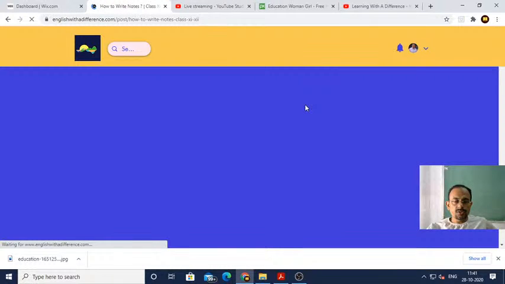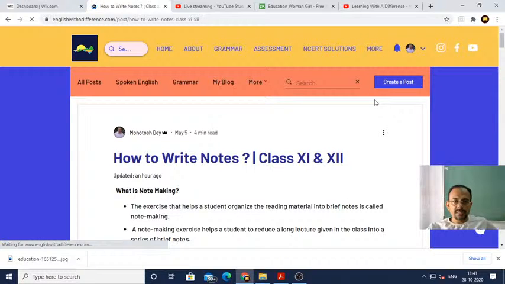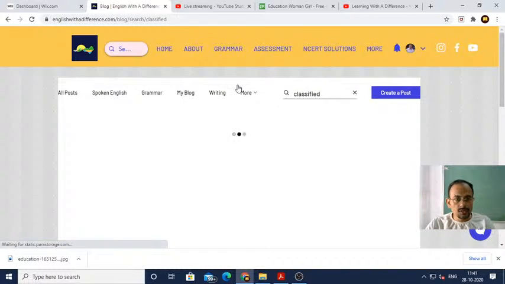Note making is not there in your syllabus. It is there in class 11, not in your syllabus. So in your syllabus, what is there, dear students? In your syllabus, advertisement, classified ad is there. Okay, so classified ad is there in your syllabus. So you can study this.